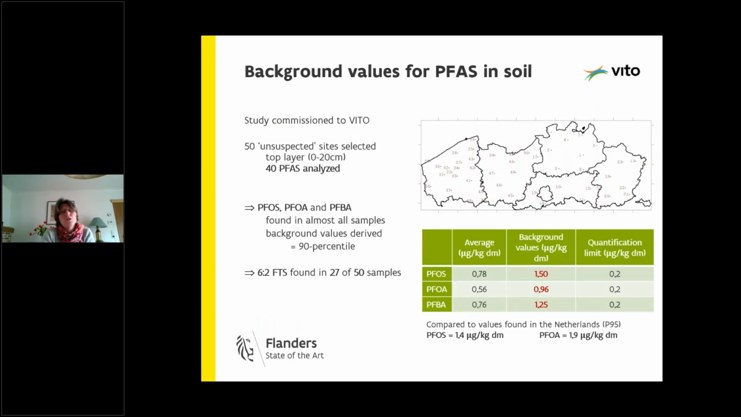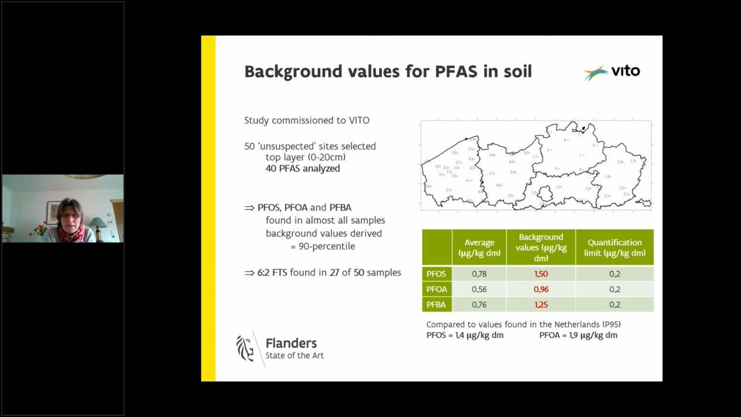Then we commissioned another study to derive background values for PFAS in soil in Flanders. This was also done by Vito. They selected 50 unsuspected sites, sampled the top layer from 0 to 20 centimeters, and analyzed this for 40 different PFAS. What did we find? PFOS, PFOA, and also PFBA were found in almost all samples, so above the detection limit.